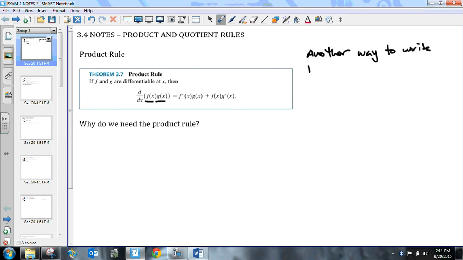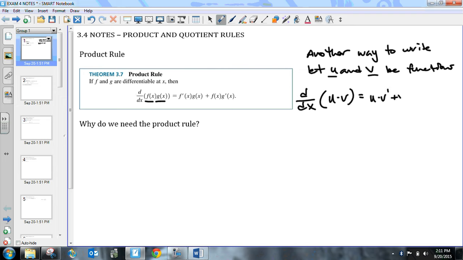would be let u and v be functions, okay? I tend to use u and v in this case, just because we use f and g so much. I'm going to kind of start using u and v. So let's take a look. If I take the derivative d/dx of some function u times some function v, then I get u times v prime plus v times u prime, okay? And it's the same thing that I've got here, okay?